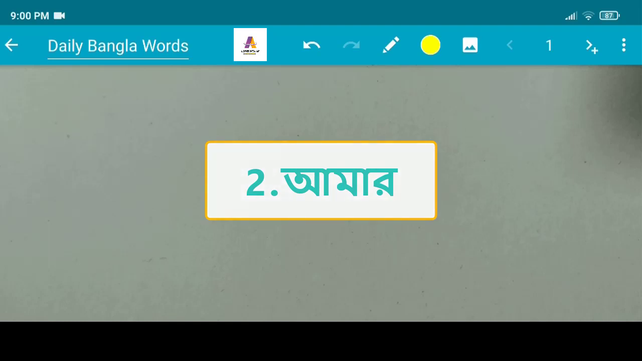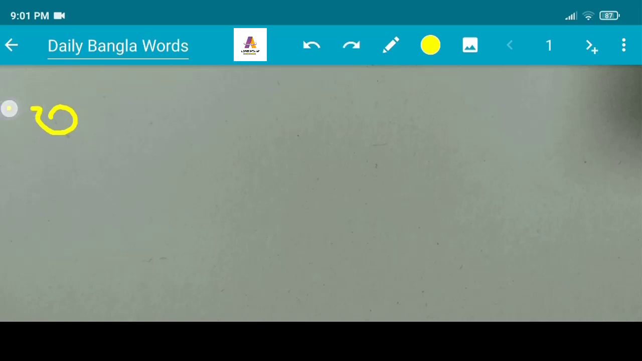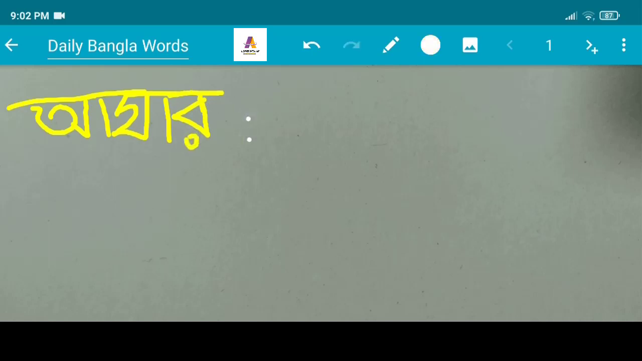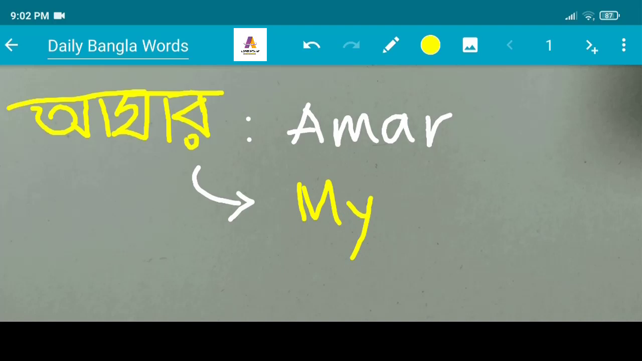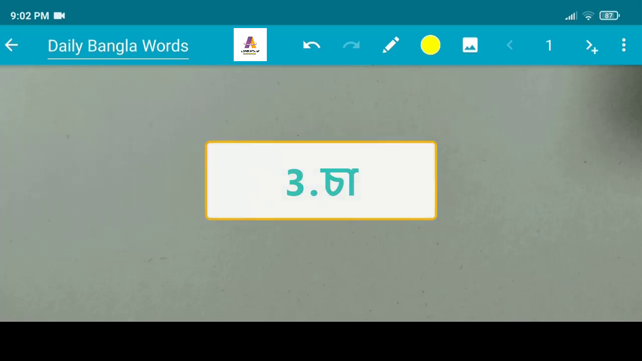Amar. How to write this? Amar means my. Let's move to the next word.